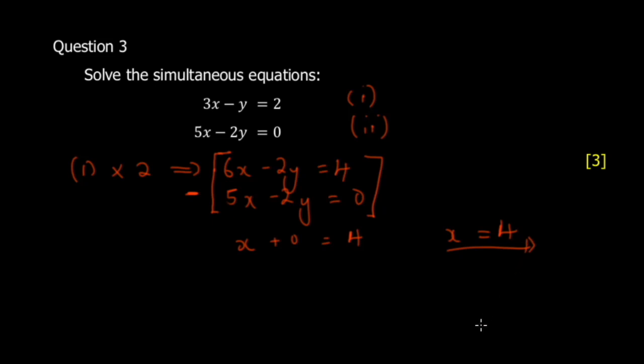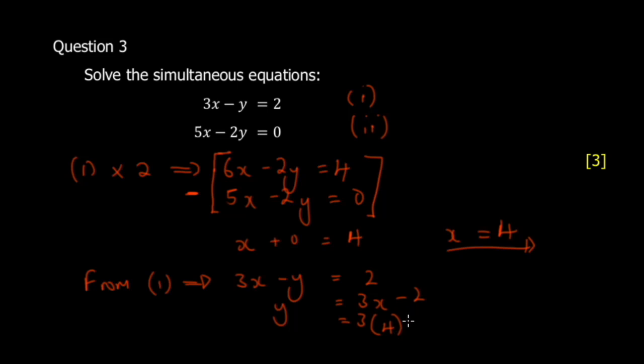Then you underline your answer. These are simultaneous equations. So what we do is we have to find the value of y as well. So you choose the equation that's easiest. The equation that's easiest was the first one, because it already has y in it. So you say 3x minus y equal to 2, then y when it goes to this side equal to 3x minus 2 when it goes to that side. So x is 4, 3 times 4 minus 2, then you get 12 minus 2. So at the end of the day you get y equal to 10.